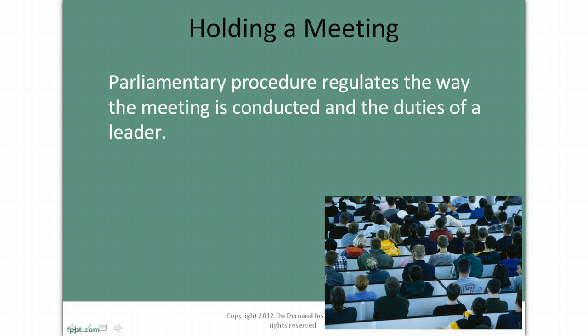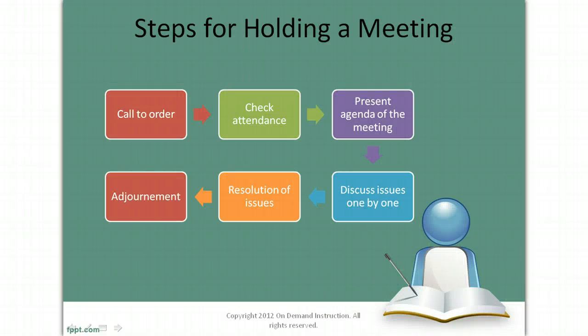Parliamentary procedure specifies that a meeting must be conducted in a certain way. Parliamentary procedure regulates the way the meeting is conducted and the duties of a leader. A meeting follows certain steps listed on an agenda. Steps for holding a meeting are call to order, check attendance, present agenda of the meeting, discuss issues one by one, resolution of issues, and adjournment.